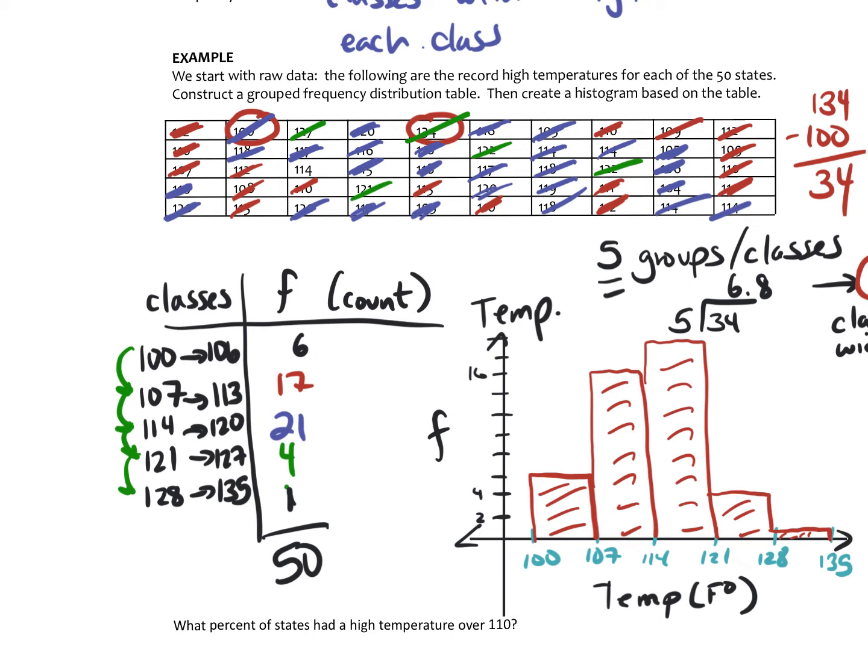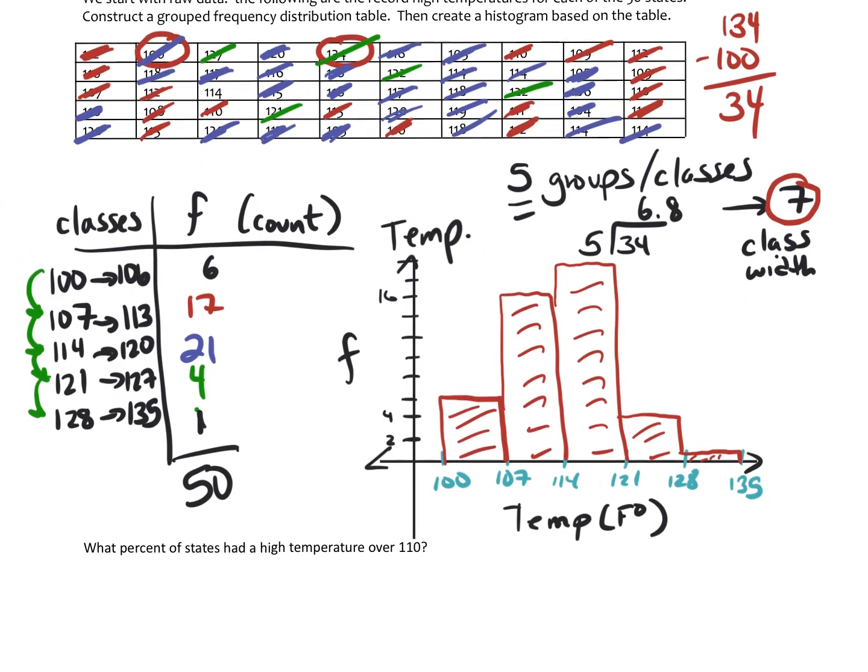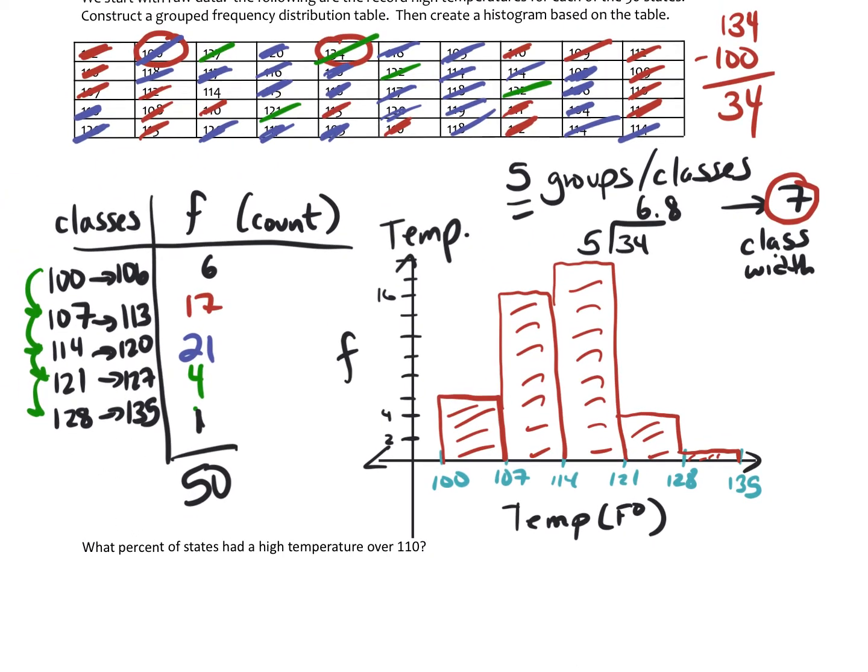Now, I like this histogram because we can ask questions about it, and some questions with a histogram are very difficult. I think you'll see it in this first question, which says, what states had a high temperature over 110? When I look at this, I know these are all over 110, and these are all over 110. But the problem is I don't really know how many of these, because 110 is in the middle.